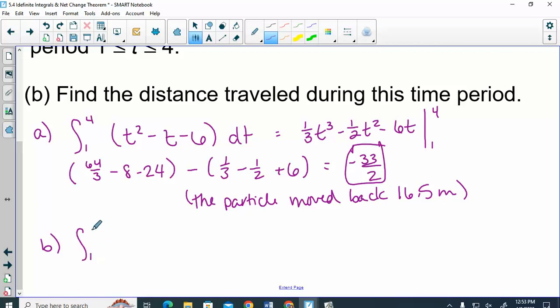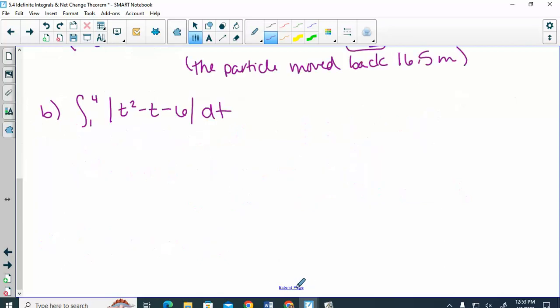Distance is the absolute value. Whether I'm moving forward or backwards, I am traveling a distance, so we need the absolute value of that. So think about how we do absolute values. We have to figure out what makes this equal 0. So set this to 0 and we get 3 and negative 2.